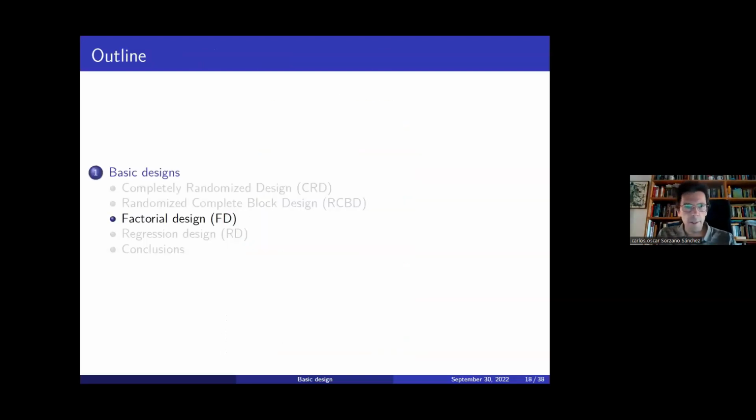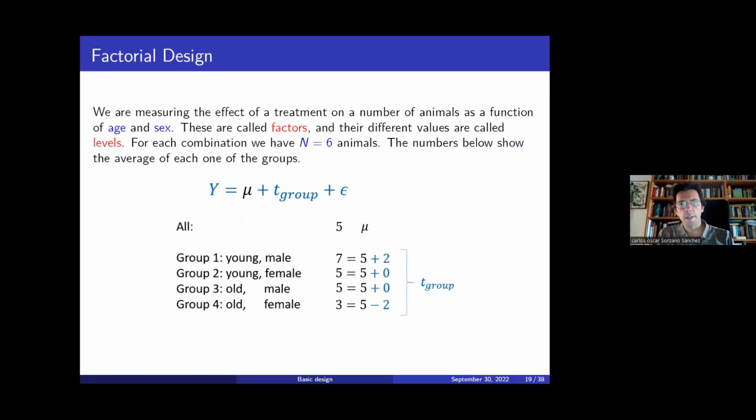So let us go to the next kind of designs, which are factorial designs. You can deal with almost any experiment in a one-way fashion. For instance, let's say that you are studying some outcome from your animals, which I will call Y, and we have 6 animals per group and 4 groups: young males, young females, old males, old females. Whatever you're measuring would be an overall mean plus something that depends on your group plus something that depends on that animal. Here I'm plotting the mean of the groups.